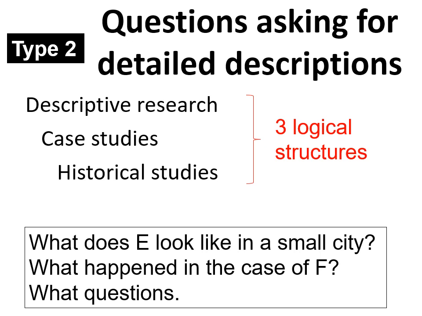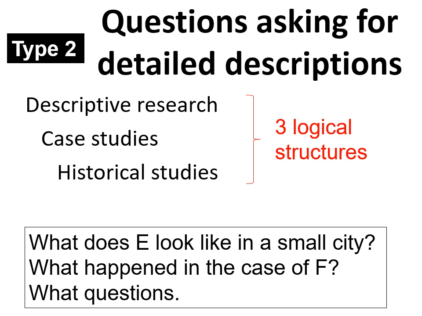So an example might be, what does variable E look like in a small city? So what does dog ownership look like in a small city? What does crime look like in a small city? What do ice cream consumption patterns look like in a small city?